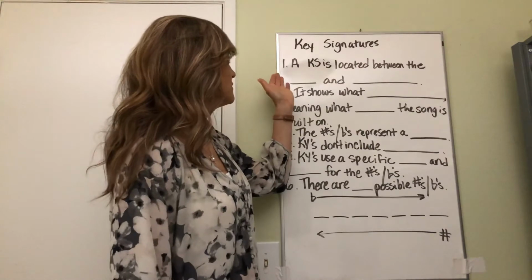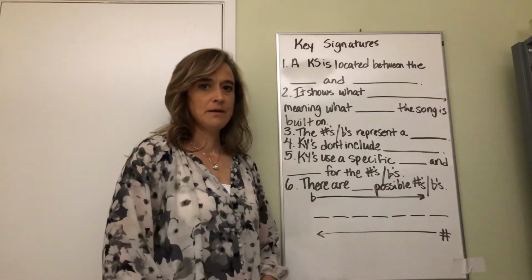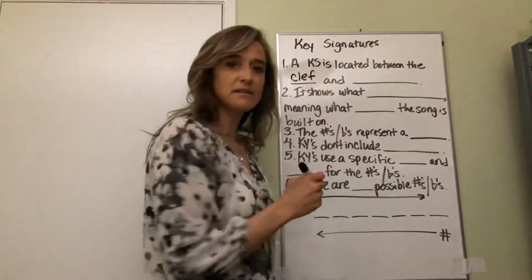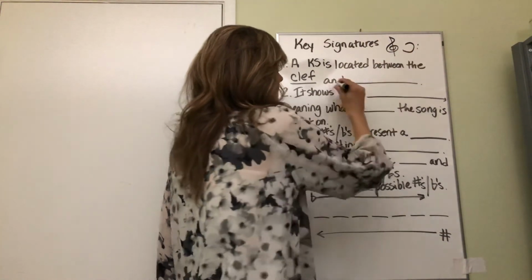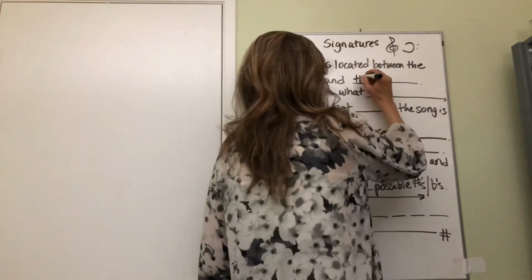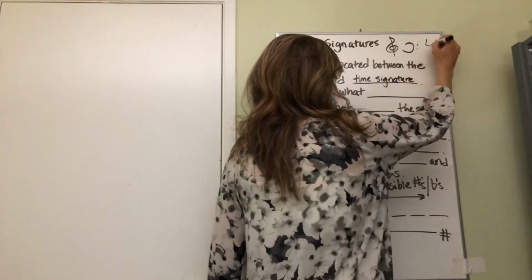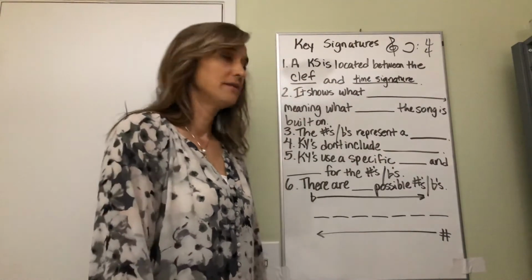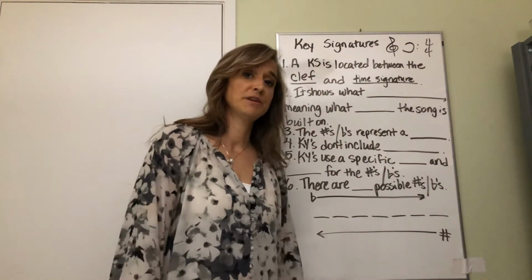Our first one is, first fact, a key signature is located between the what and the what? The clef, which is either treble clef or bass clef, which looks like this, treble clef, or bass clef. It's located between the clef and the what? Time signature. All right, time signature can be 4/4 time, 2/4 time, something like that. At the very beginning of a song is where you find the key signature. Also, you do find the key signature going all the way down the left margin of the song.